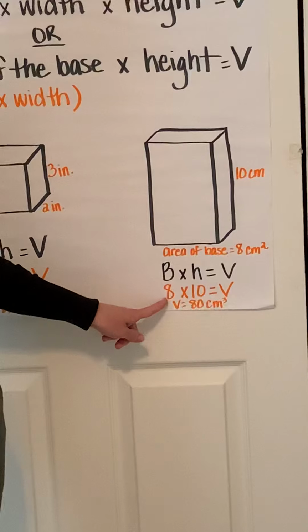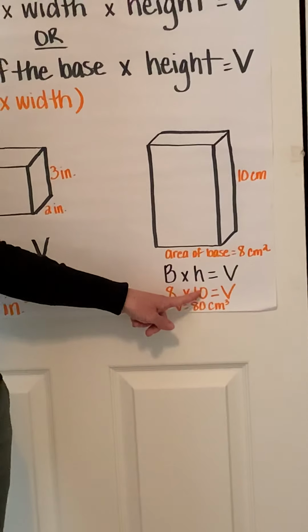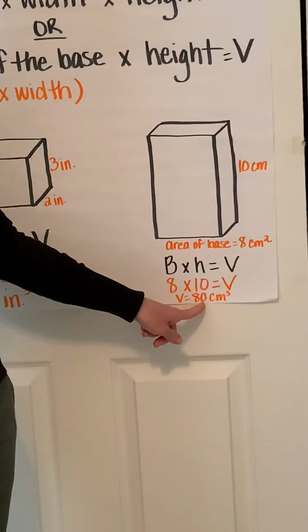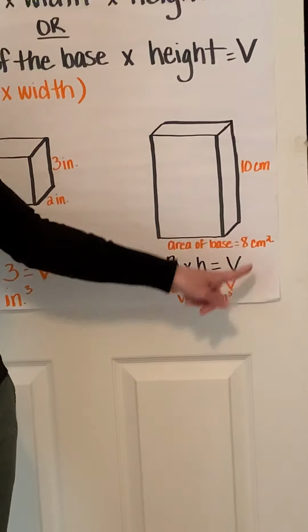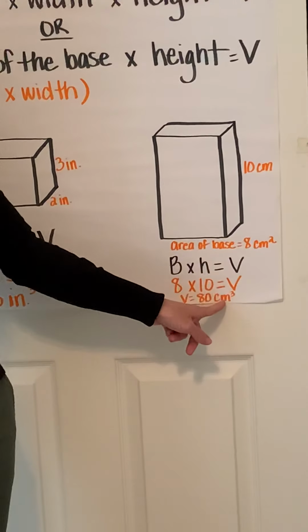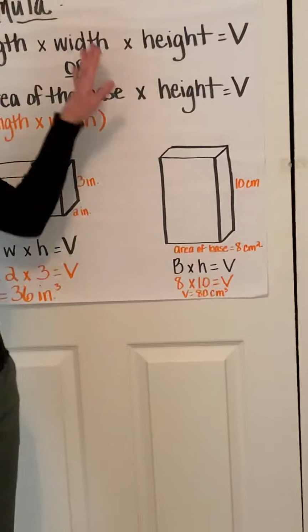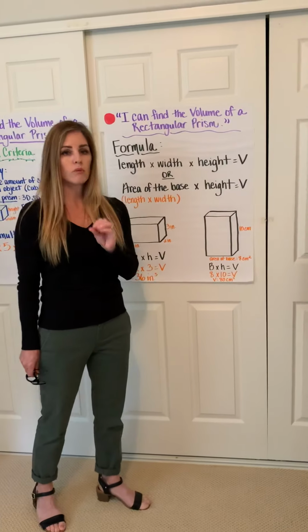In this case, we know the area of the base is 8, the height is 10. 8 times 10 is 80. My units were centimeters, so I have cubic centimeters for volume, okay? So those are the two formulas. Just reviewing really quick with you.